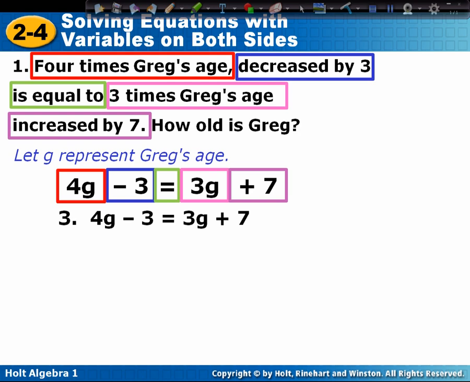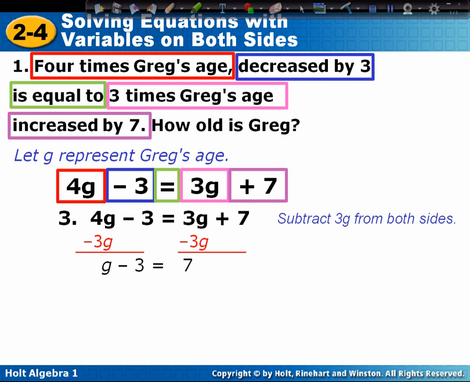So we write out our algebraic sentence, subtract 3G from both sides. G minus 3 equals 7. We have to add 3 to both sides. And we find that G equals 10. We will be doing several more of these problems in this PowerPoint. Go ahead and get this example down.